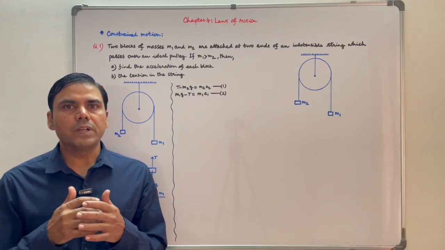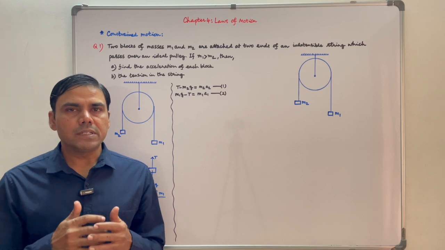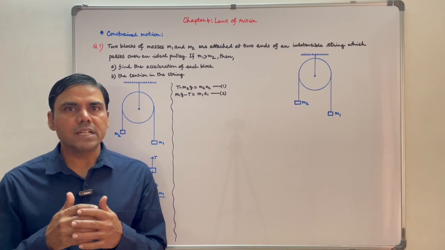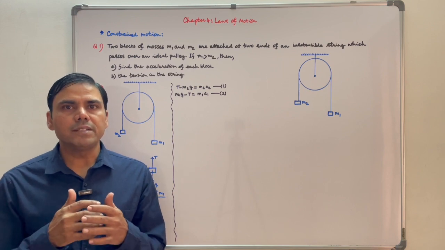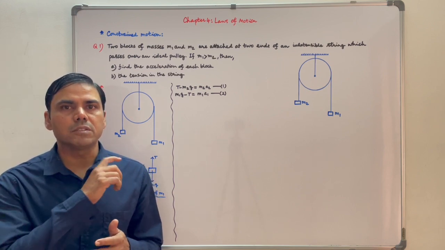There are two methods to figure out the constraint relation. The first is considering segments of a string or strings, and the second is the method of virtual work. We will understand both the methods with the help of this question.